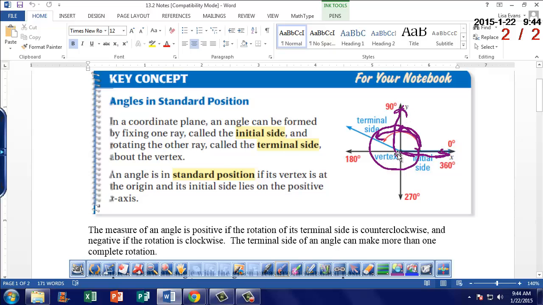Sorry, my lines aren't too straight. If it was 180 degrees, we would put it on the negative x-axis. If it was 270 degrees, we would put it on the negative y-axis. We're going to put an arrow to determine which way we're going because we will have some negative angles. And we're also going to talk about, if we had an angle like 200 degrees, how far past the 180 it is. So we'll just go ahead and start with some examples.